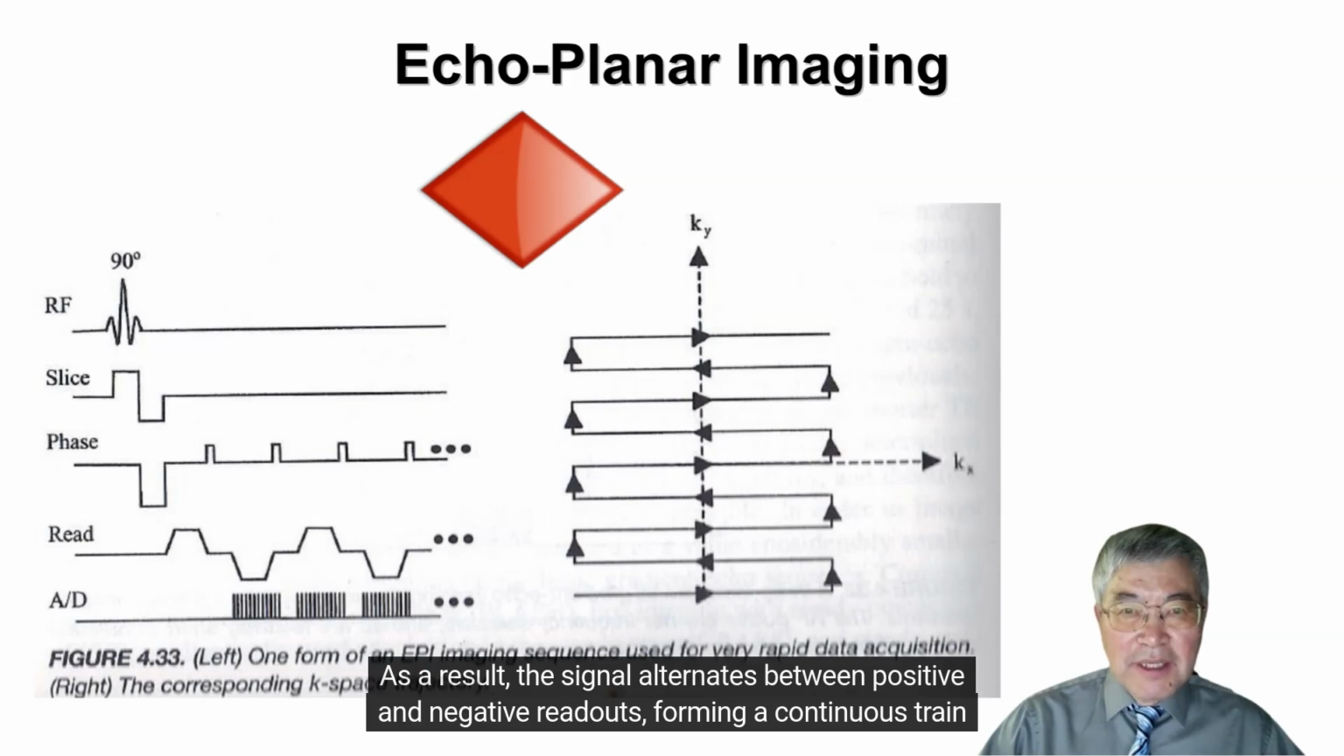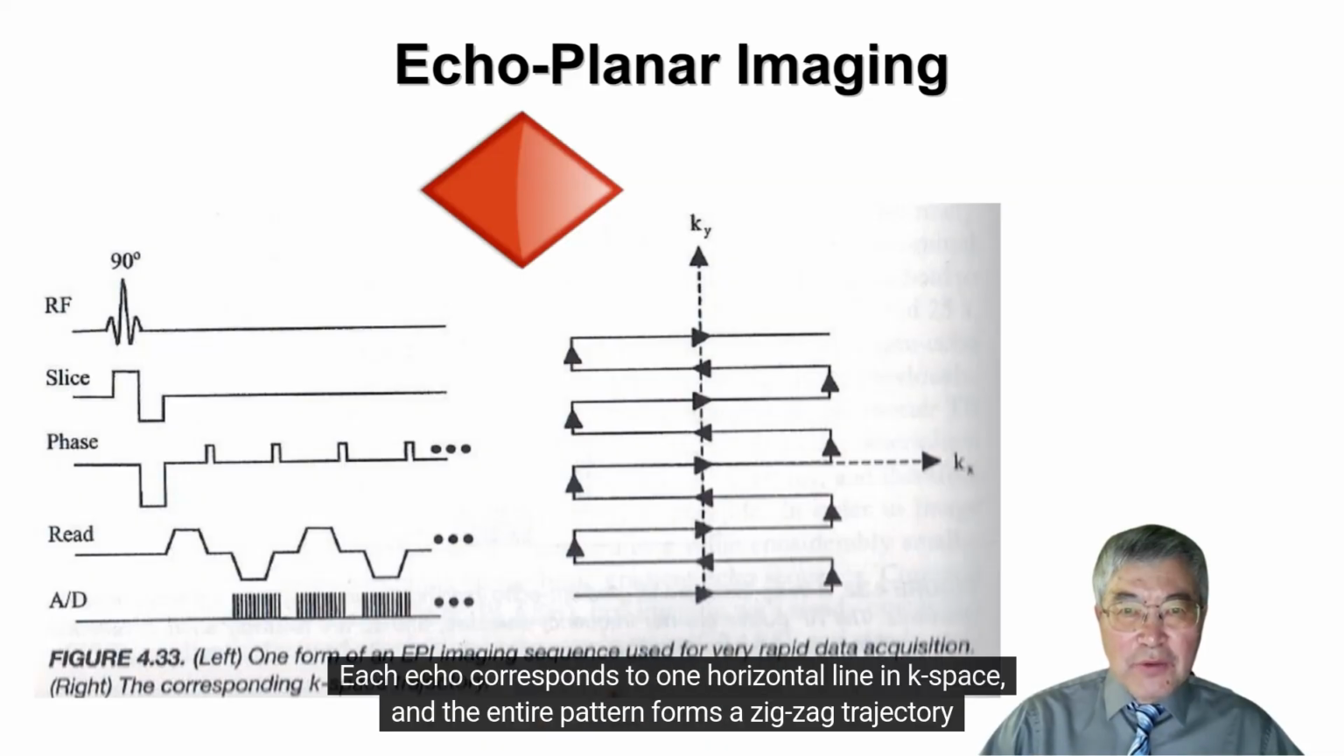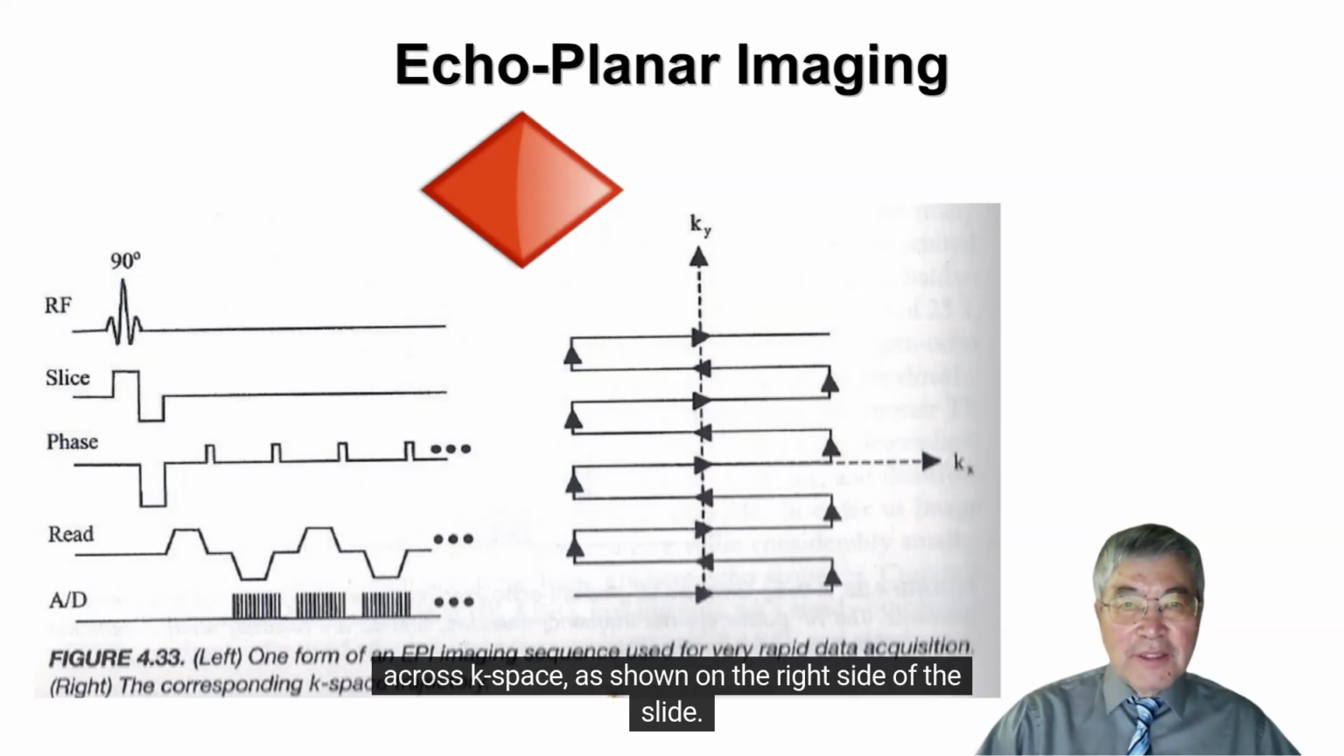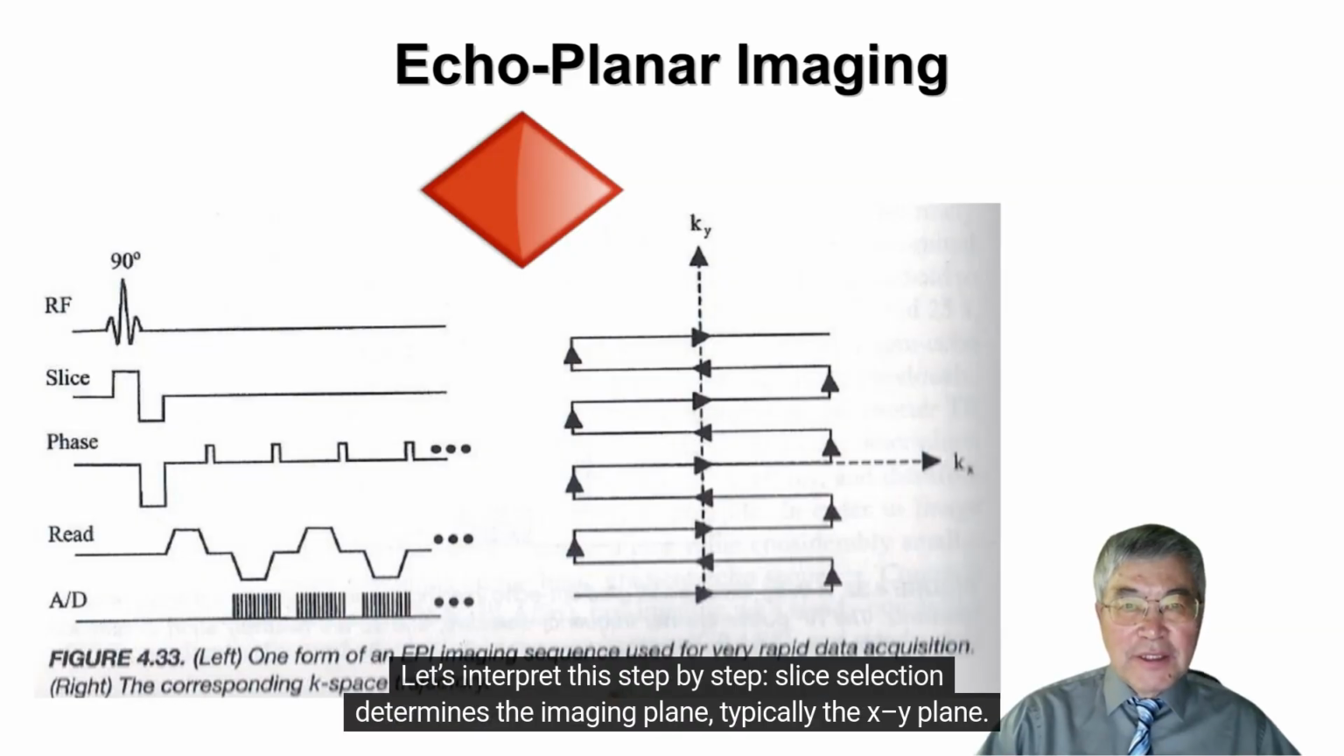As a result, the signal alternates between positive and negative readouts, forming a continuous train of echoes. Each echo corresponds to one horizontal line in K-space, and the entire pattern forms a zigzag trajectory across K-space, as shown on the right side of the slide. Let's interpret this step by step.